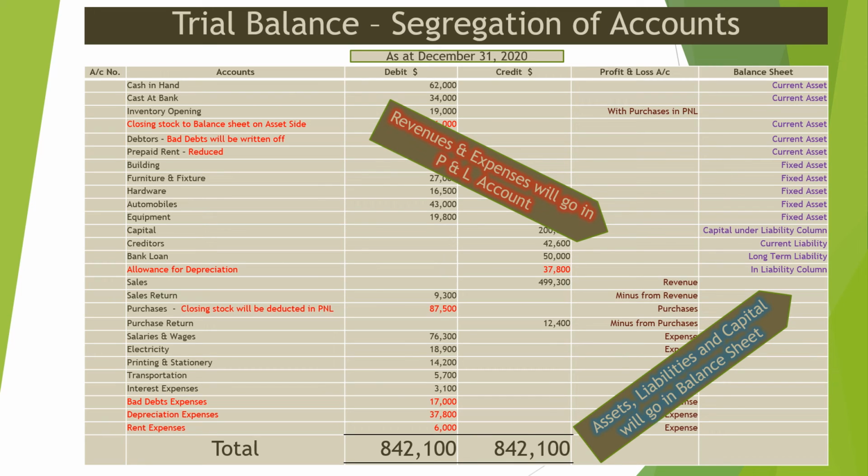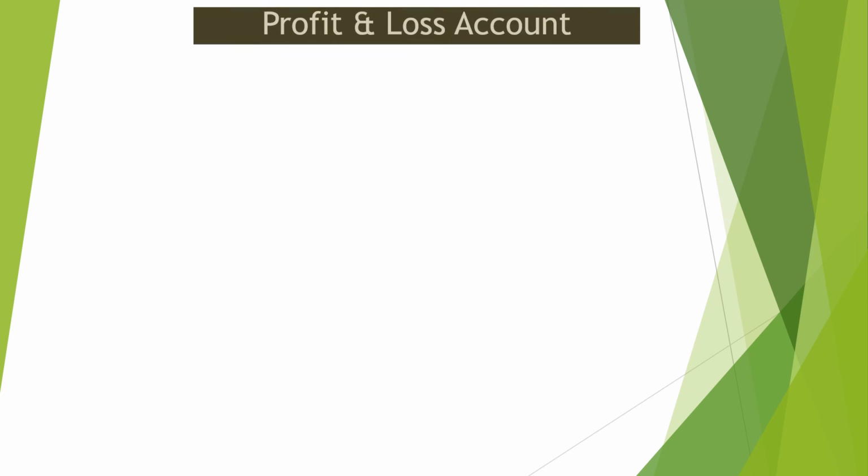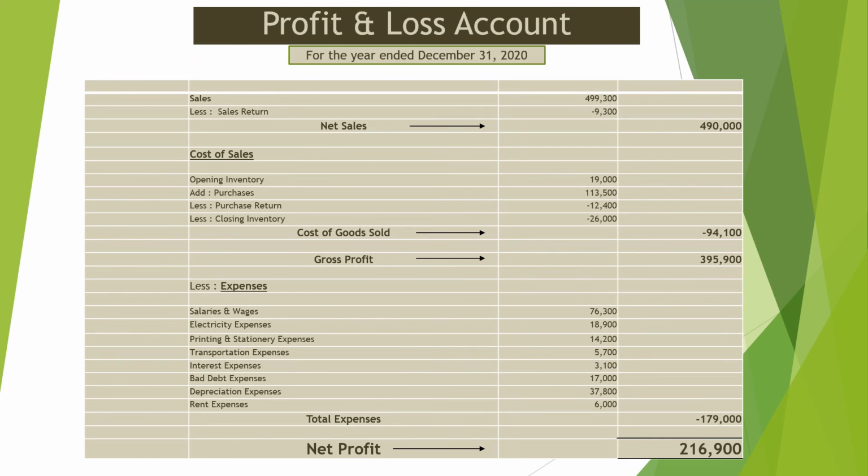Let's now come to prepare the profit and loss account. It's clear from the format that we first take revenues. The returns will be reduced to have net revenue, as here net sales. Cost of sale is calculated by opening stock plus purchases minus purchase returns and minus closing inventory. From sales, cost of sales is deducted to obtain gross profit or gross loss.